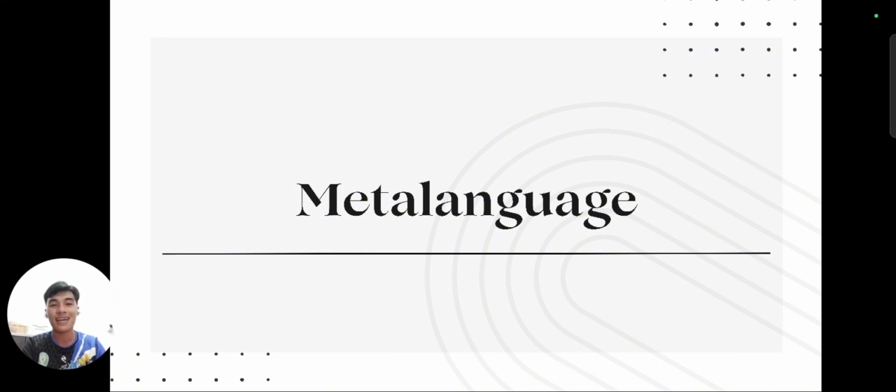What is meta-language? Meta-language is a technical language. Why is it a technical language? Because it is the language that we use in discussing a language, explaining the language itself. It is not just the casual language that we utilize every day or in a casual setting, but a language about language itself. It is used to talk about language.